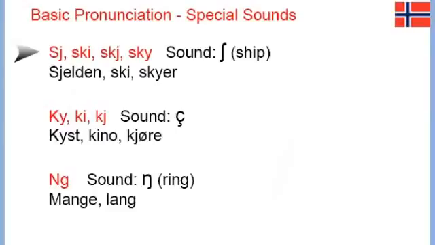It's in this letter combination here. It's sh as in English, ship. In Norwegian, SJ, SKI, SKJ, and SKY combinations have this sound and this pronunciation. Sjalden, ski, skyer. Same sound as in ship.